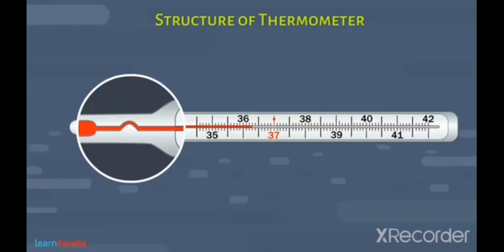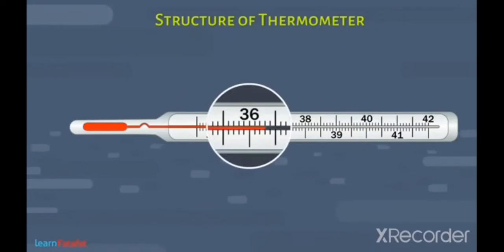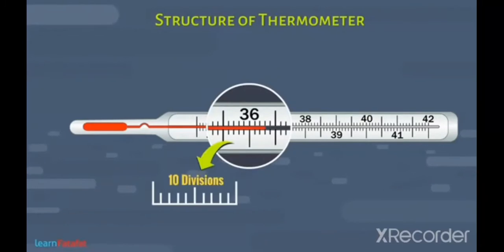To get a more correct reading, there are some divisions between two consecutive numbers. If there are 10 divisions, then each division signifies 1 by 10, that is equal to 0.1 degree Celsius temperature.